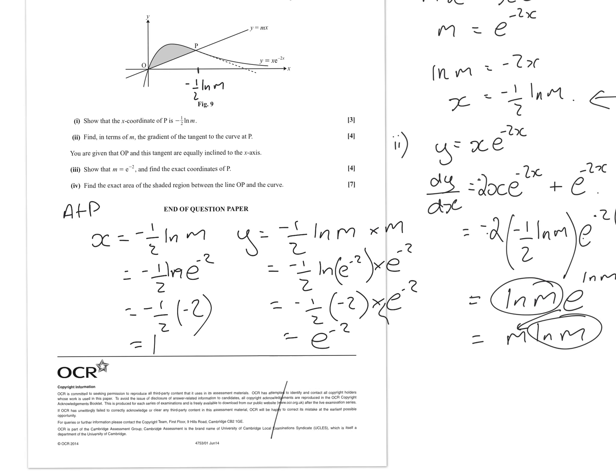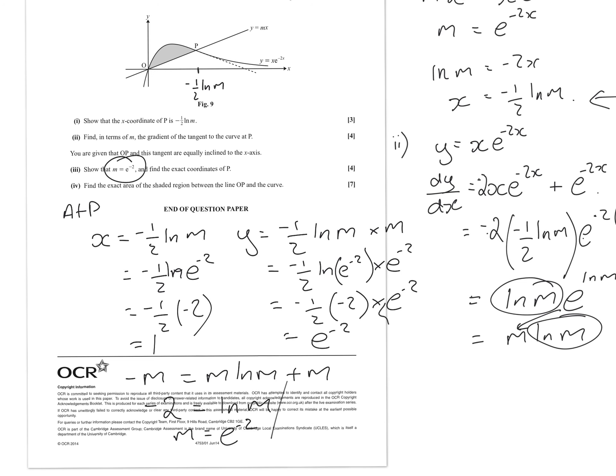The other bit is you've got to prove that m is e to the minus 2. You get that by setting minus m, the gradient, equal to the gradient that we've got over here, ln m plus m. Divide through by m, we get minus 2 equals ln m. So m is e to the minus 2.